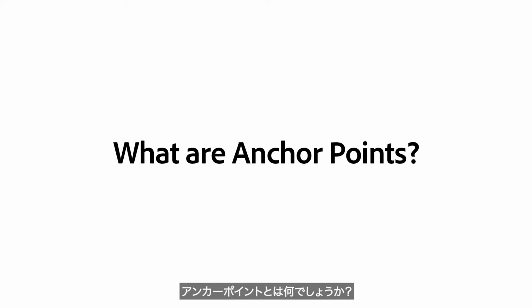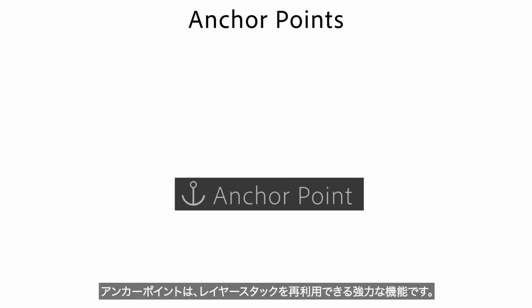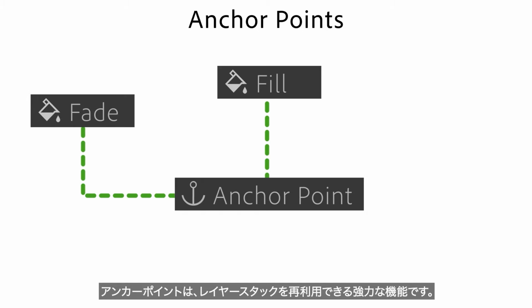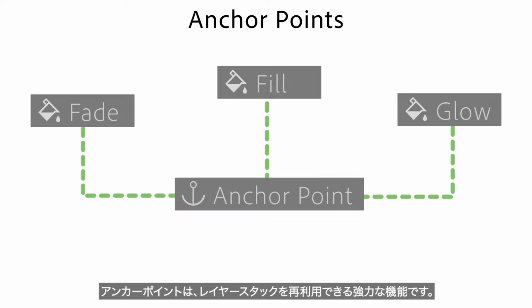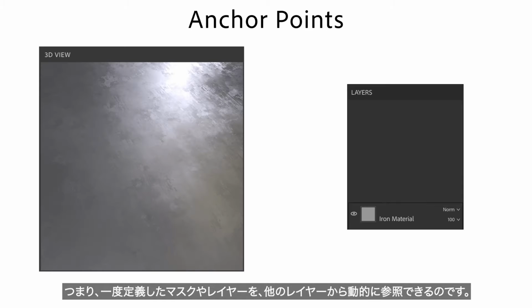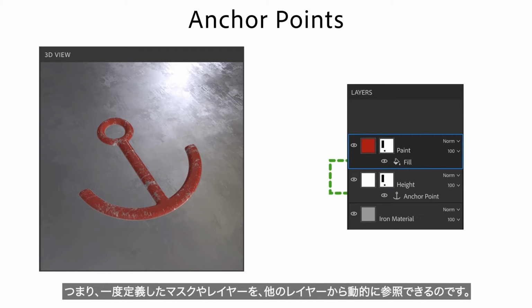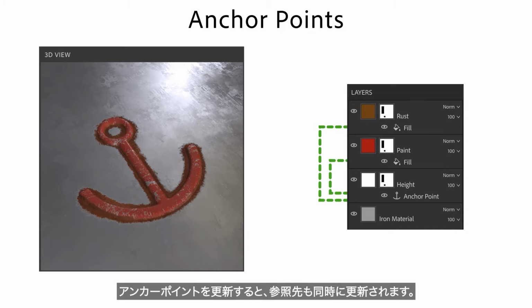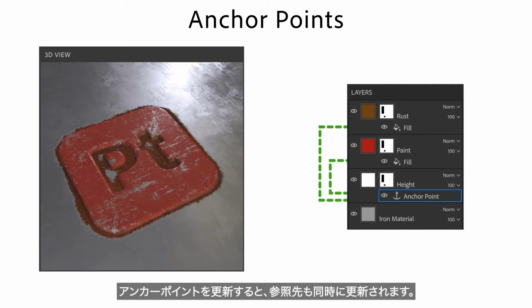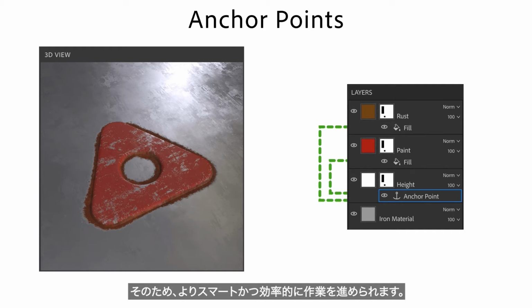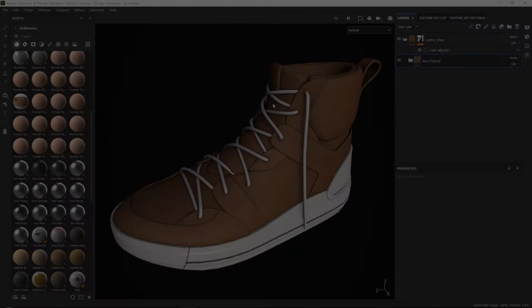So, what are anchor points? Anchor points are a powerful feature that let you reuse a part of your layer stack. This means that you can define a mask or layer once and reference it dynamically in other layers. If you change the anchor point, all references are updated as well, letting you work smarter and faster.